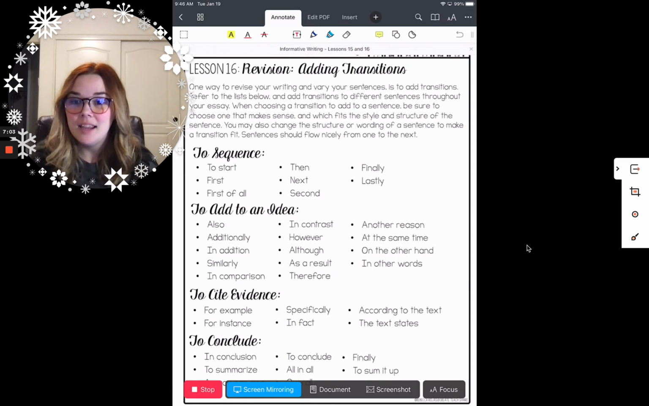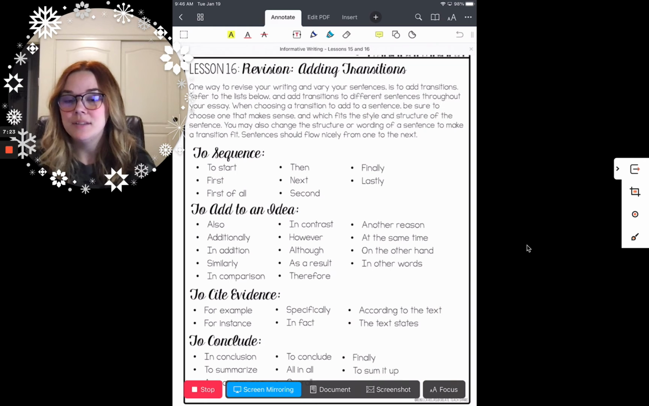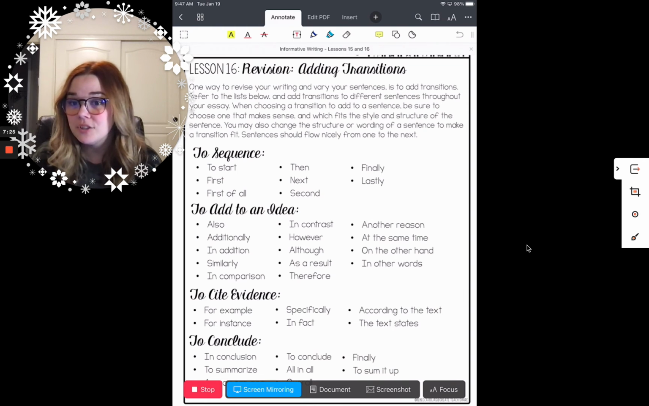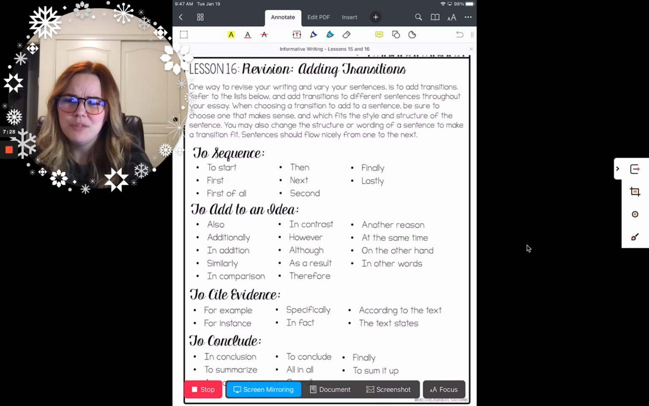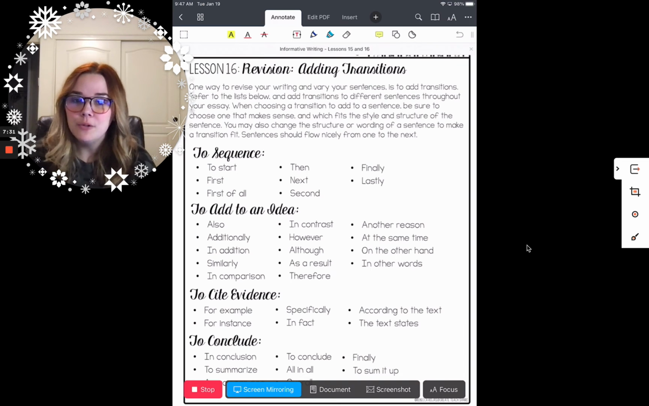Right? So if you're writing a concluding sentence, maybe at the end of a paragraph, you might not start with first of all, right? Or you might not start with similarly. You would want to start with something that is concluding or sequencing. You may also want to change the structure or wording of a sentence to make a transition fit. So if you really like a transition, you might need to change the structure of your sentence. Your sentences should flow nicely from one to the next. So one way to check for flow is, like I said before, read it out loud. Or if you use Google, you can even do it with Google Translate.